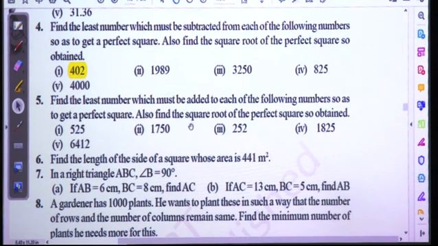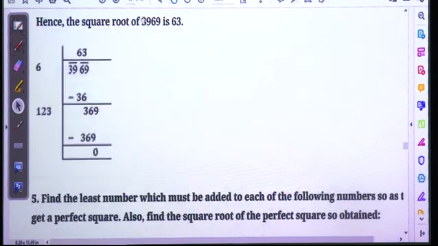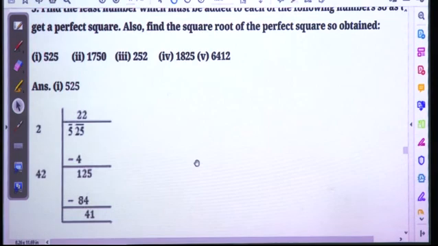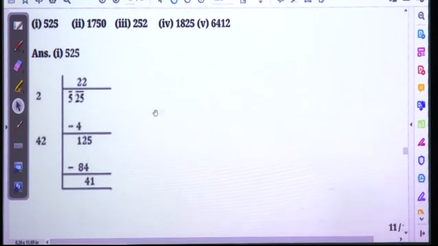Now, let us see how to solve this to get a perfect square and also find the square root of the perfect square so obtained. Let us switch to the solution. Here the first sum is calculation of 525. What should be added to 525 so that we can get a perfect square?